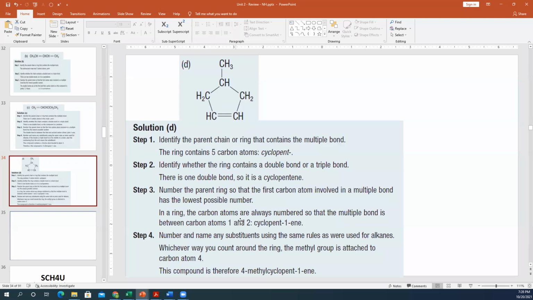So that's why our numbering is 1-ene. So we indicate that that's where that double bond is. It's on carbon 1. So cyclopent-1-ene, and the methyl group is on carbon 4. So 4-methylcyclopent-1-ene is how you would correctly name this. In a ring, carbon atoms are always numbered so that the multiple bond, the double bond, is between carbon atoms 1 and 2. We always want that to have the lowest number.